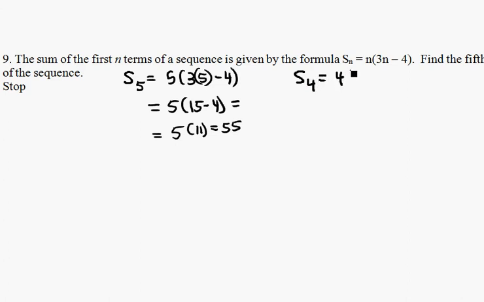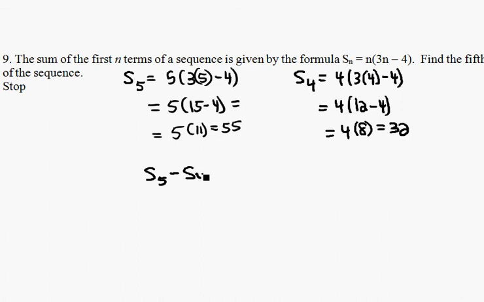Sum of the first 4 terms is 4 times 3 times 4 minus 4, which is equal to 4 times 12 minus 4, which is 4 times 8, which is 32. So if the sum of the first 4 terms is 32, the sum of the first 5 terms is 55, well, how much do I need to add to the sum of the 4 terms to get the sum of the 5 terms? So essentially, s sub 5 minus s sub 4 must equal a sub 5. So that's just 55 minus 32, which I believe is equal to 23. So there you go.